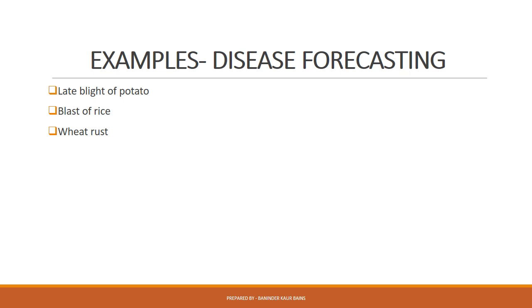And then for blast of rice also they give that it requires minimum temperature at night between 20 degree to 26 degree centigrade, and also relative humidity more than 90%, then there are chances that the blast of rice will prevail. And also for wheat rust, there should be a large amount of primary inoculum present to spread the disease in distant areas and also in the nearby areas.